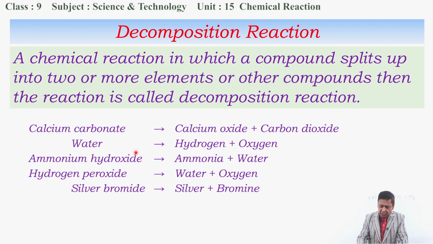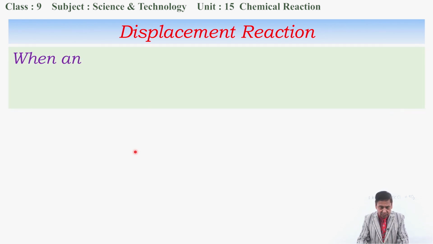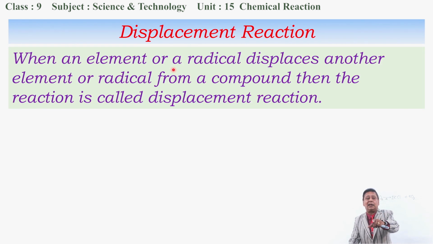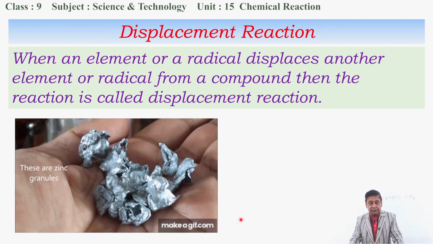Now let's talk about displacement reaction. What is displacement? If an element or radical displaces another element or radical of a certain compound, then the reaction is called a displacement reaction. That's why we can define it this way. When an element or a radical displaces another element or radical from a compound, then the reaction is called a displacement reaction. This video clip gives a displacement reaction example.